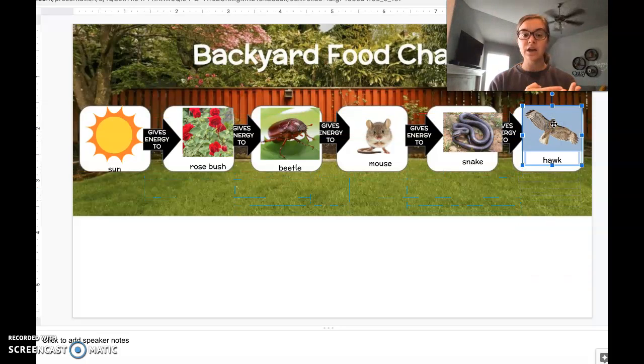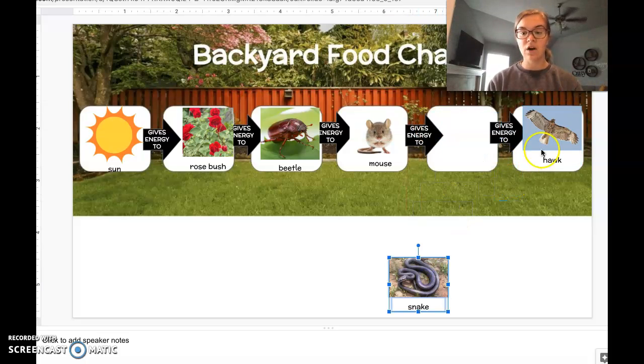So as you can see, a food chain is an example of interdependency. All living things depend on each other to survive. If we take out the snake from this food chain and the snake is no longer there, then the hawk doesn't have any food. And then the hawks will all disappear. They'll all die because they don't have food. So we all need each other, and that's what interdependency is.